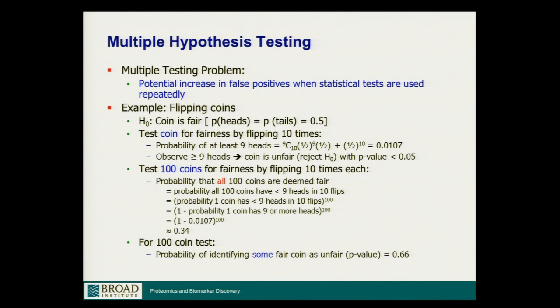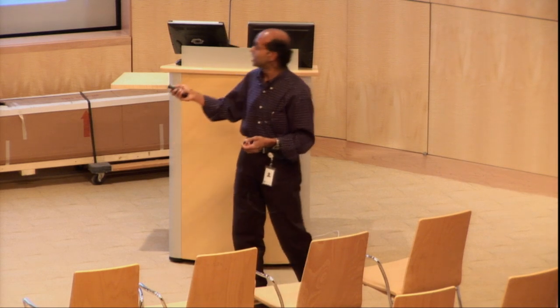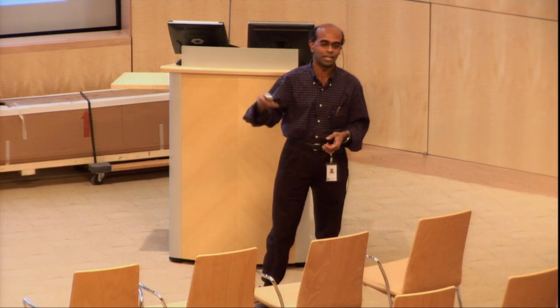I mean, this is just 100. What about 20,000? Or in the genome world, it's 25,000. Ubiquitinome, 5,000. So you're looking at thousands or tens of thousands of tests. And so you really have to correct for this. Otherwise, you're going to end up with a lot of things that seem very rosy, and you will be very disappointed.